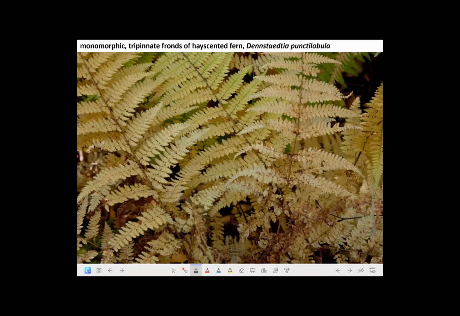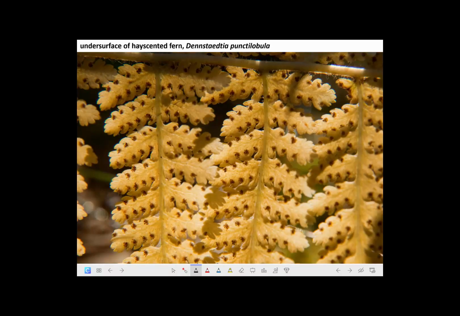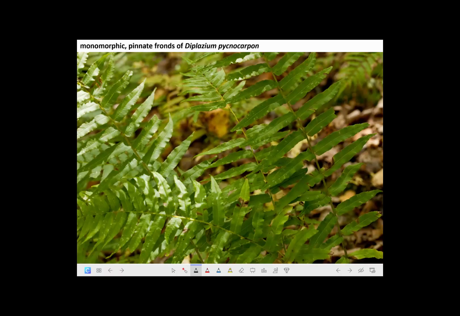Here's a leaf that's very, very lacy. It's divided up into leaflets that are fully and completely divided up into subleaflets that are fully and completely divided up into sub-leaflets. It's called Sanded Fern. And here's the undersurface of it, showing the sori, where the spores are produced.